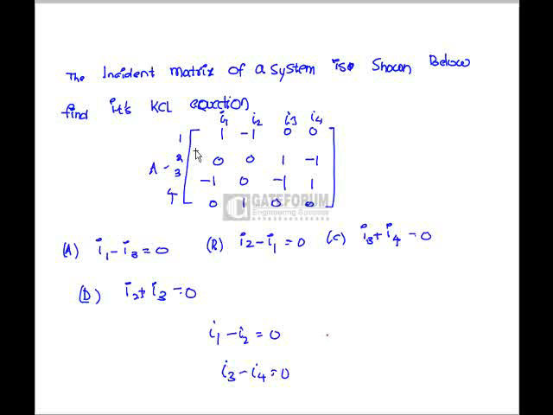At the third node, −I1 − I3 + I4 = 0. At the fourth node, I2 = 0. So these are the four equations we got. Now I2 plus I3 is not a KCL equation, and I3 plus I4 is also not a KCL equation. So the only possibility is option B, hence option B is correct.